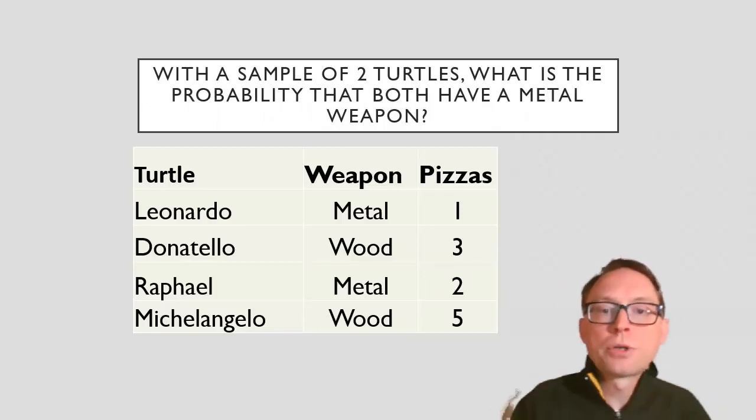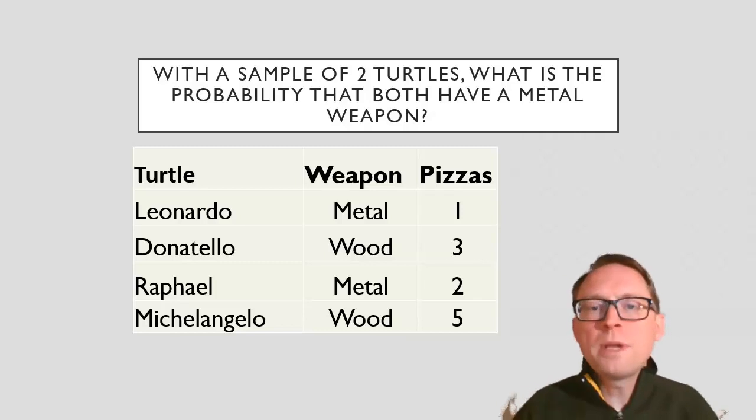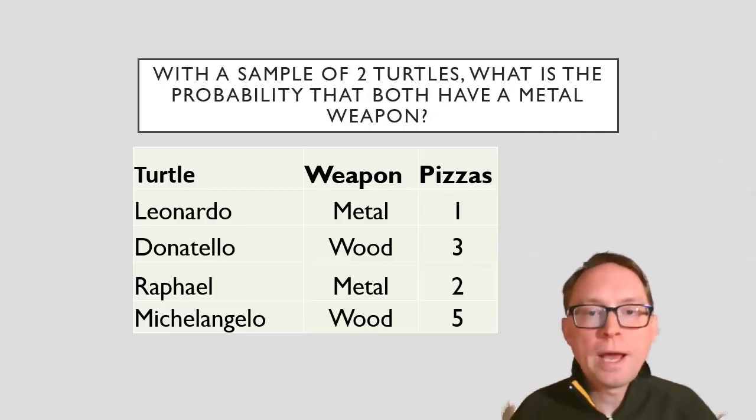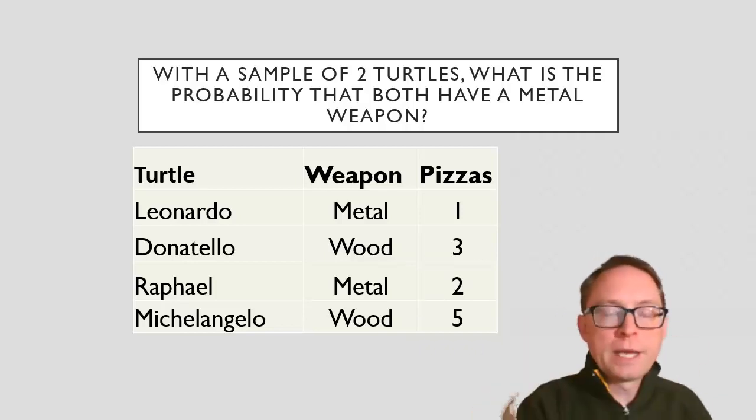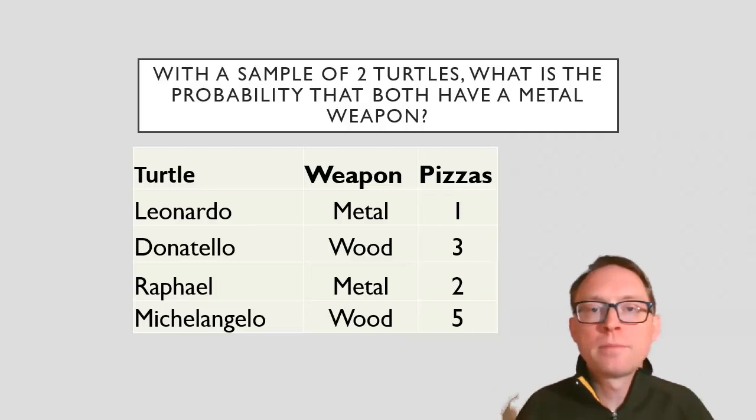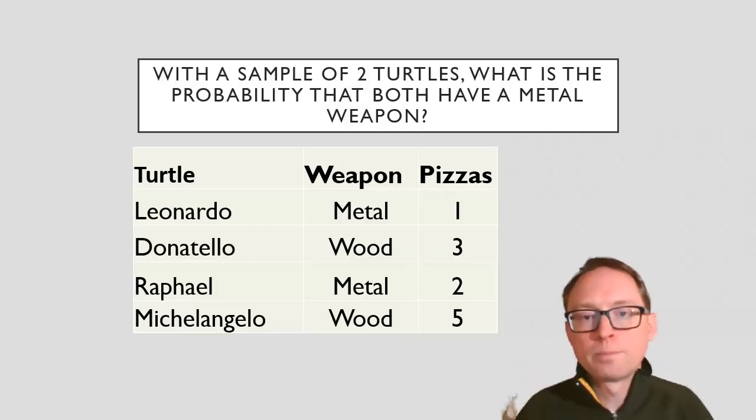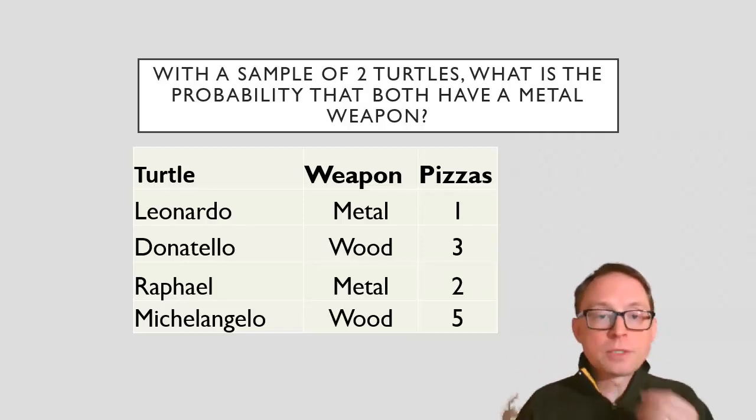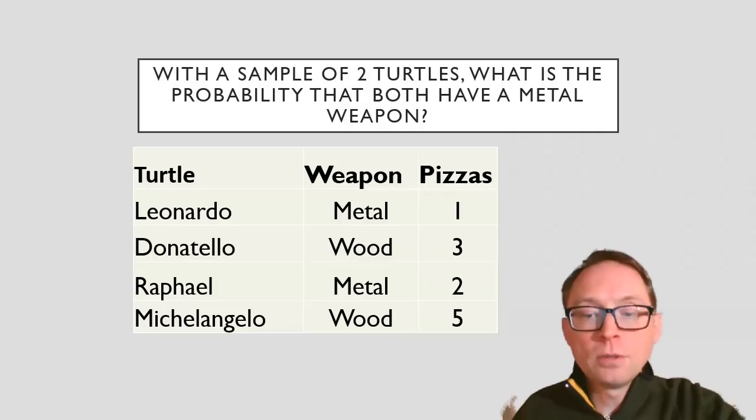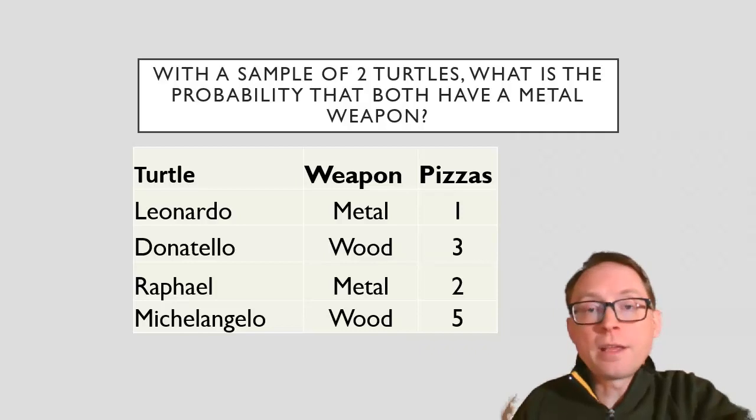I sampled 2 turtles. What would be the probability that both would have a metal weapon? So, same situation. Take 1 out of 4 turtles on Monday, put them back in. 1 out of 4 turtles on Tuesday. What is the probability that the 2 that you sampled have a metal weapon? Now, there's a few ways we can think about this, right? We can look at the actual probability by just calculating it, right?